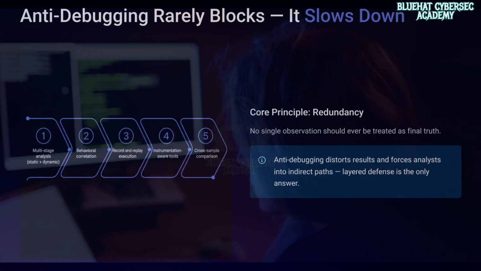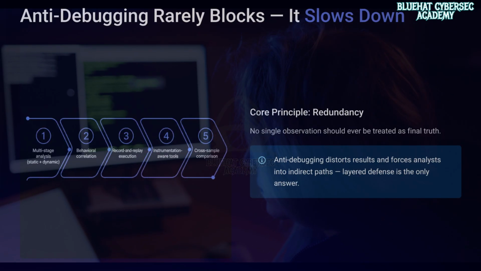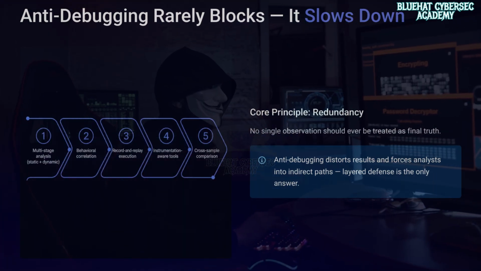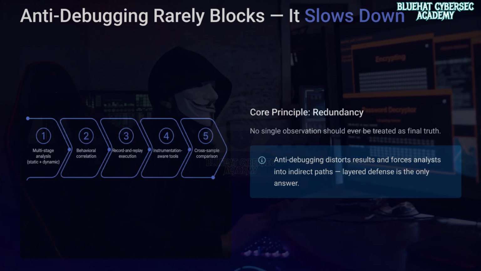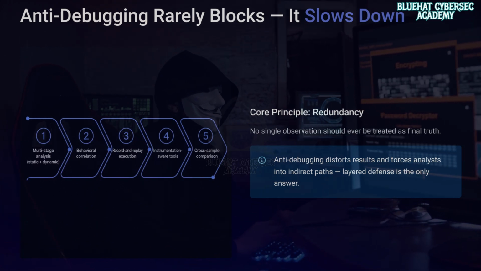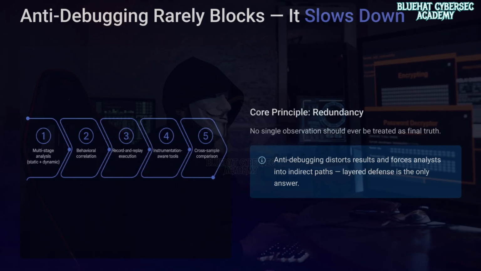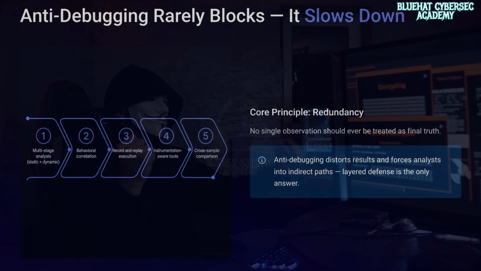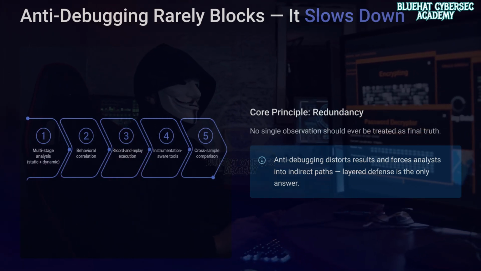Now stepping back, there is a defensive reality we need to be honest about. Anti-debugging is often misunderstood as something that blocks analysis completely. But in reality, it rarely does that. It mainly slows analysis down, distorts results, or forces analysts into indirect paths. So effective defense becomes a layered approach.